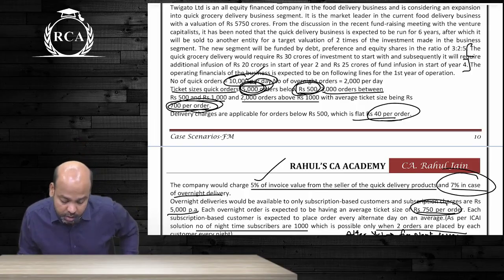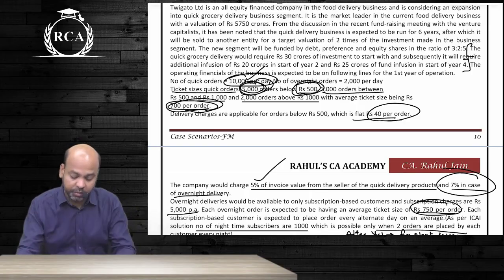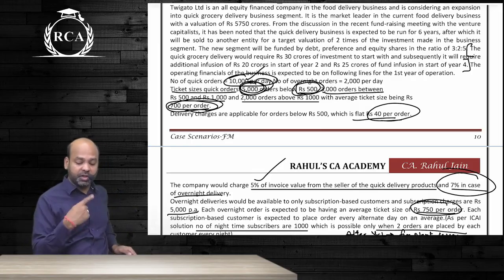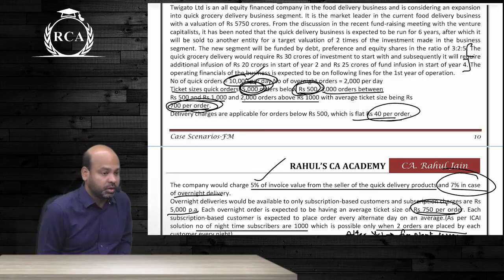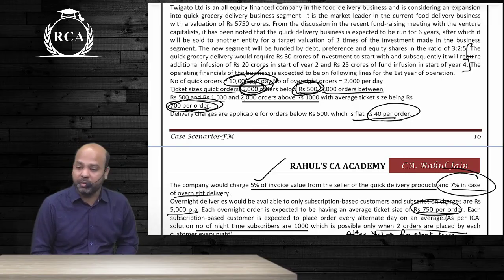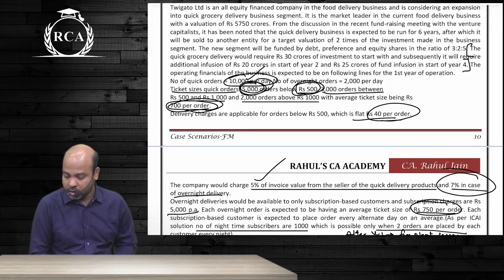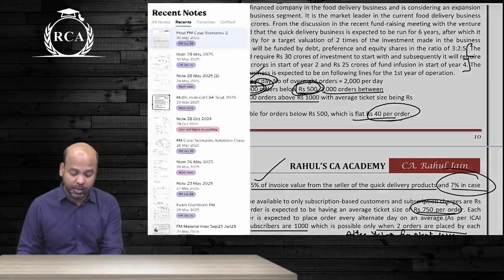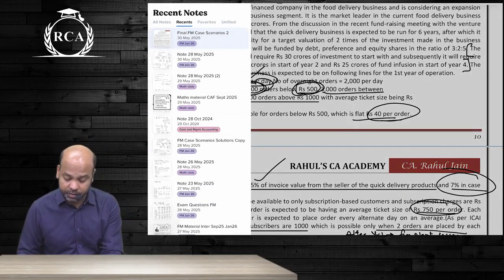The quick grocery delivery would require 30 crores as such guys of investment to start with, and it will require additional infusion of 20 crores at the start of year 2. Start of year 2 guys is nothing but end of year 1. Depreciation on that beta, let's not forget, will only be from year 2. And then 25 crores of infusion in the start of year 4. So again beta, that is end of year 3. Can we all compute present value of any cash outflows?